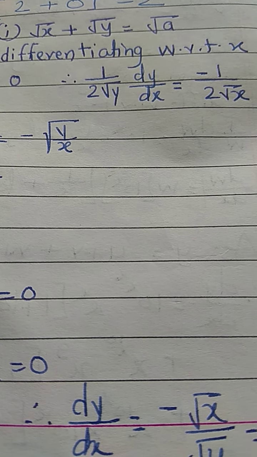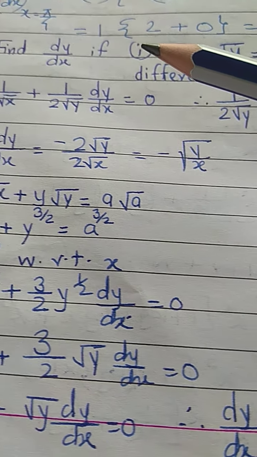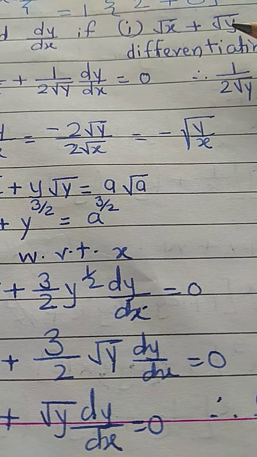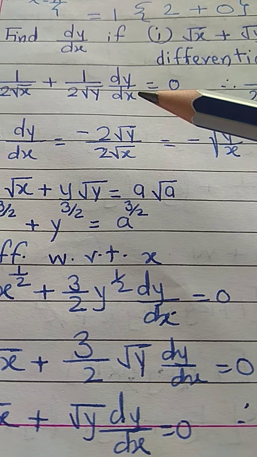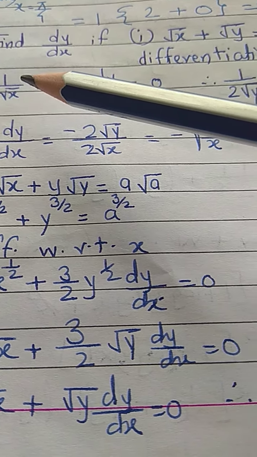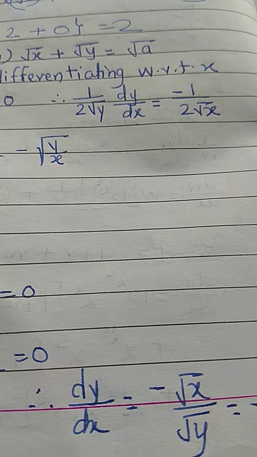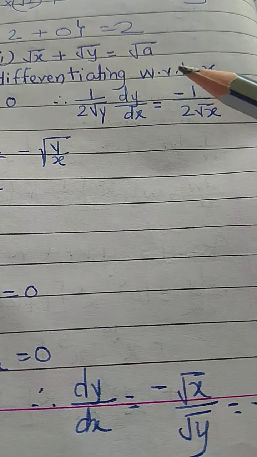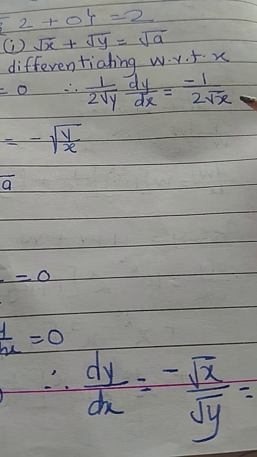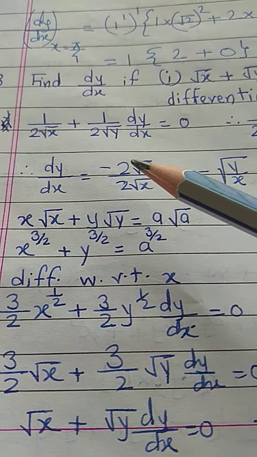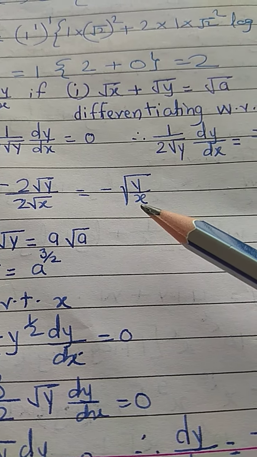So differentiating with respect to x now, the derivative of root of x, we know, is 1 upon 2 root x, plus the derivative of root of y, 1 upon 2 root y, times the derivative of y, which is dy by dx. Now this 1 upon 2 root x will go to that side and become minus 1 upon 2 root x. This 1 upon 2 root y will go to that side and become into 2 root y. The 2 will get cancelled, then it will become minus root y upon root x. That is minus root of y by x.